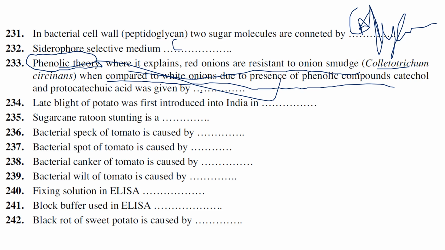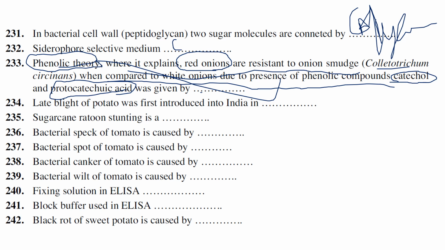Onion smudge. Sometimes they may ask the pathogen also: Colletotrichum circinans. Red onions are resistant to onion smudge because the red onion contains two phenolic compounds, catechol and protocatechuic acid, which act as toxins against this pathogen. Due to the presence of catechol and protocatechuic acid in red onions, they are highly resistant to onion smudge disease. The theory was given by J.C. Walker.